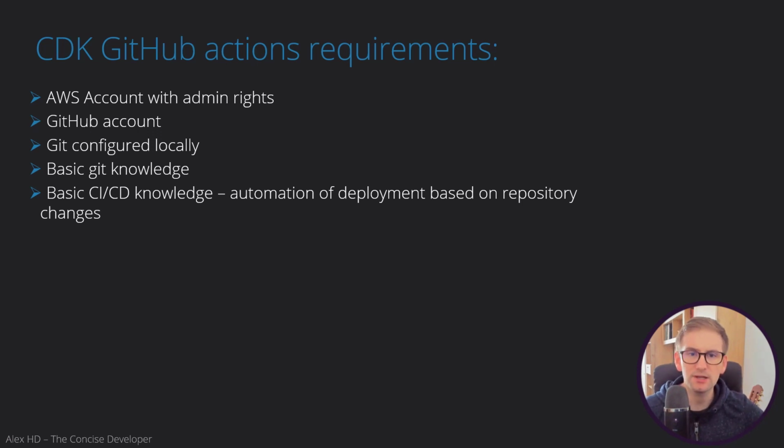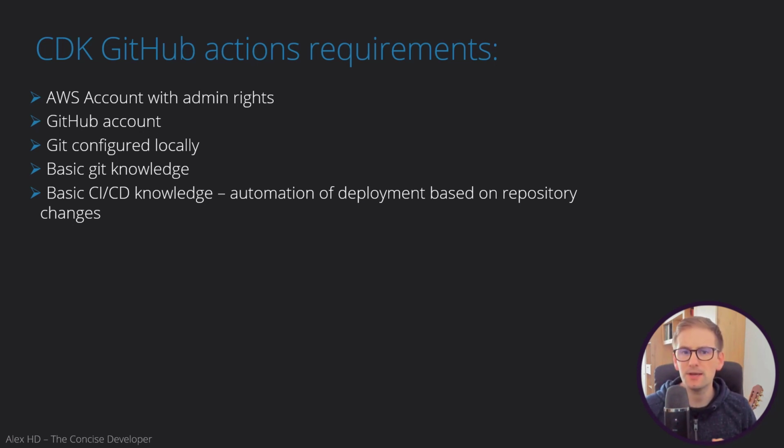As you see on the screen, you need an AWS account with administrator rights, but you also need a GitHub account. You also need Git configured locally and basic Git knowledge. We will only work with commits and with a few branches. Nothing that you can't learn maybe in an hour or two with a free tutorial on YouTube.